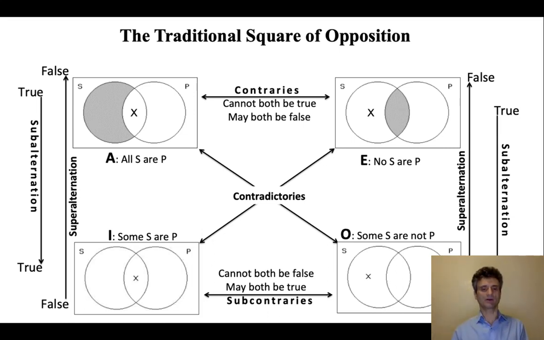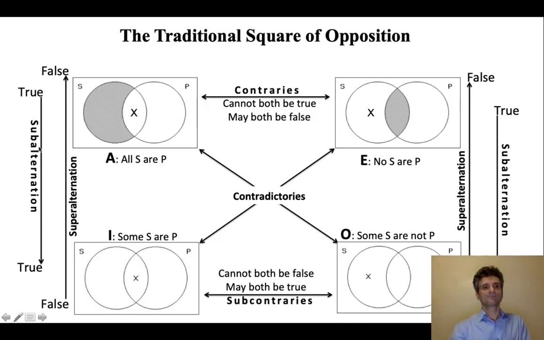Contraries and subcontraries have one logical necessity. The logical necessity of the contraries is that they cannot both be true. It is impossible by logical necessity. But it's not a logical necessity that they may both be false. That's a possibility. Similarly, for the subcontraries, by logical necessity they cannot both be false, but they may both be true. It is a possibility, not a necessity.